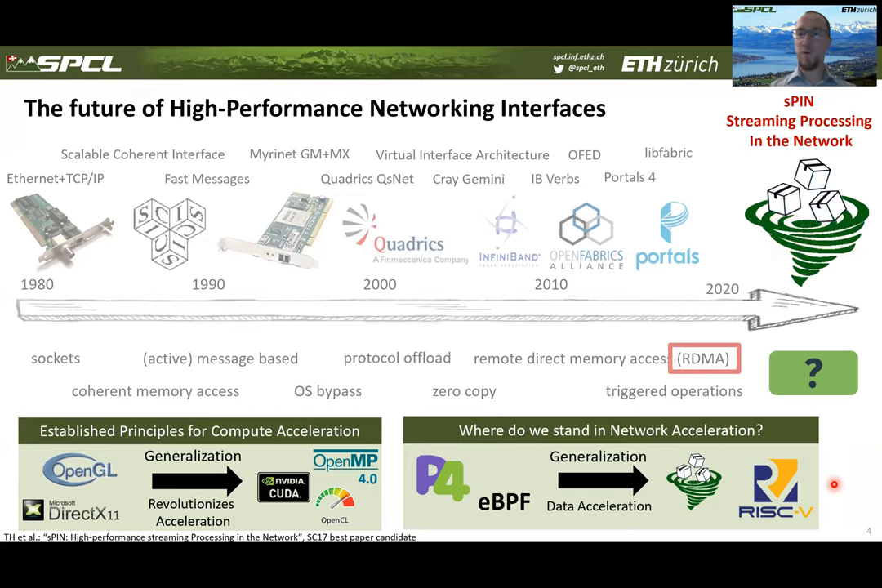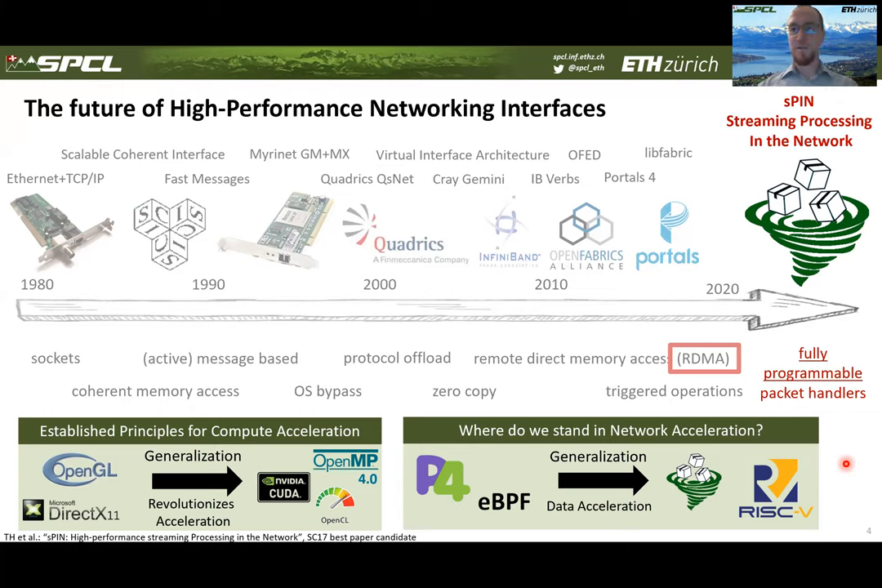What I want to convince you of today is that we want to move from this very specialized processing in P4 and eBPF for packet processing to a very generic packet processing model that we could support in a model such as sPIN on a RISC-V architecture. But the key is really that we have fully programmable packet handlers.